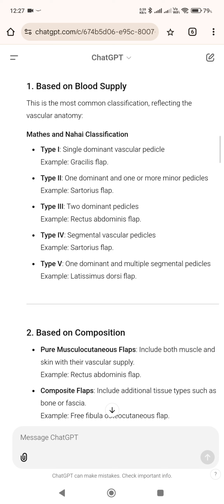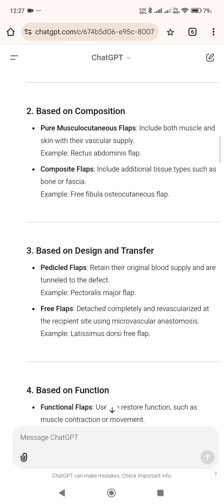Example, latissimus dorsi flap. 2. Based on composition. Pure musculocutaneous flaps include both muscle and skin with their vascular supply. Example, rectus abdominis flap. Composite flaps include additional tissue types such as bone or fascia. Example, free fibula osteocutaneous flap.